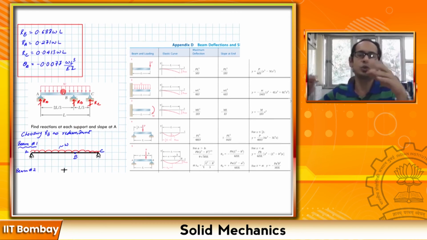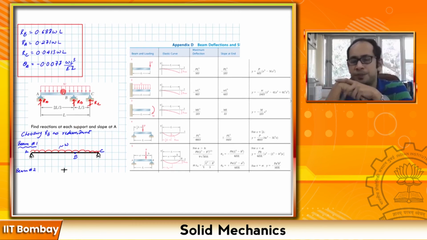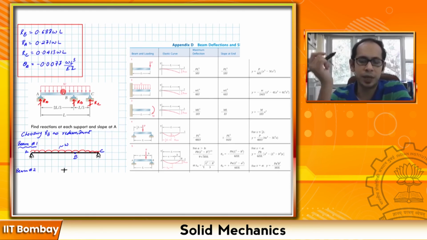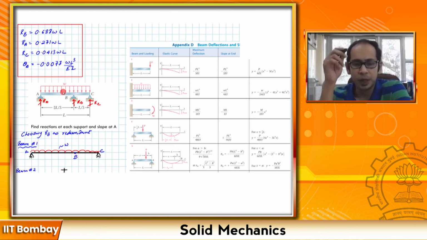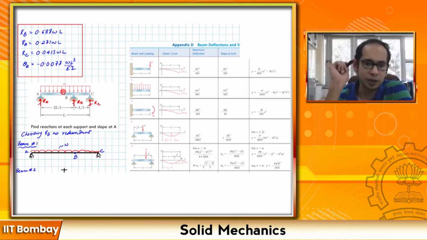So I hope with these two problem examples, one for the case of the statically determinate structure and one for the indeterminate structure, you are clear on how to use the method of superposition, and these tables actually come a lot to your help to find these deflected shapes or the deflections, as well as the slopes.